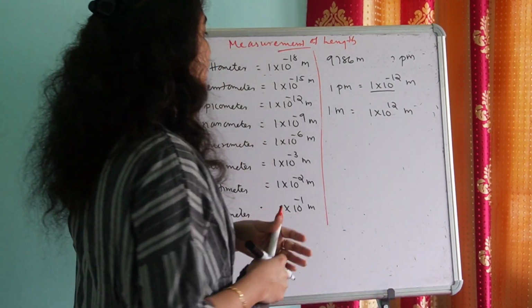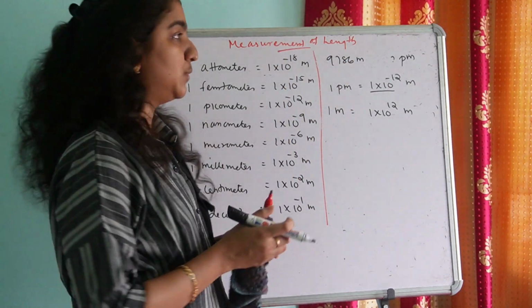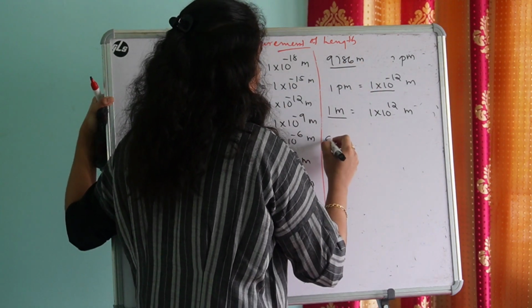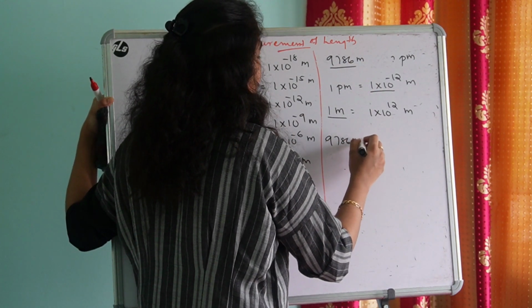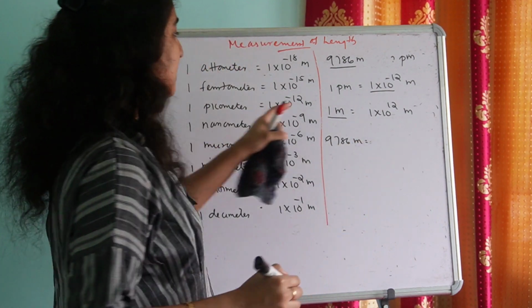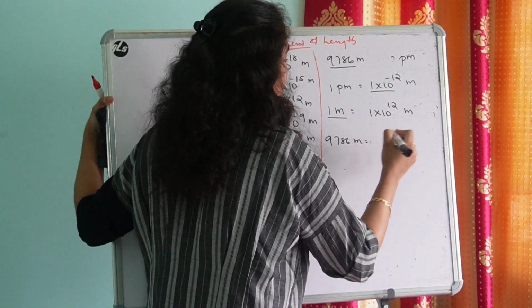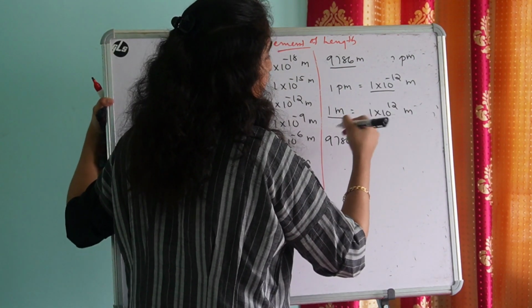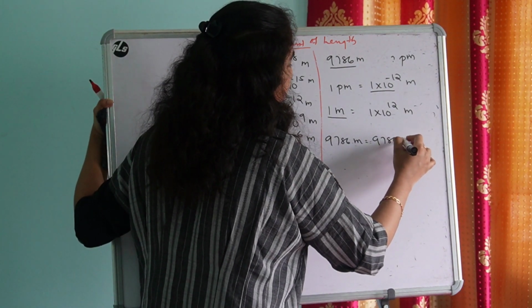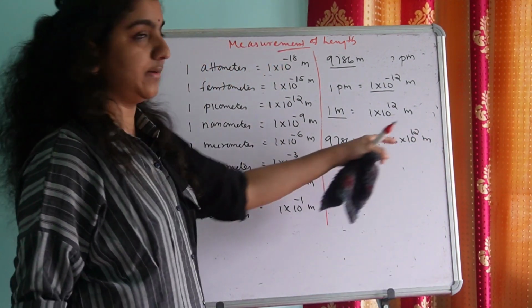Now, I have to make 1 meter into 9786 meter. What do I have to do? I have to simply multiply this 1 meter by this number. So 9786 into 1 meter becomes 9786 meter. Since I multiplied this number on the left side, I have to multiply by the same number on the right side. So it becomes 9786 into 10 power 12 meter.